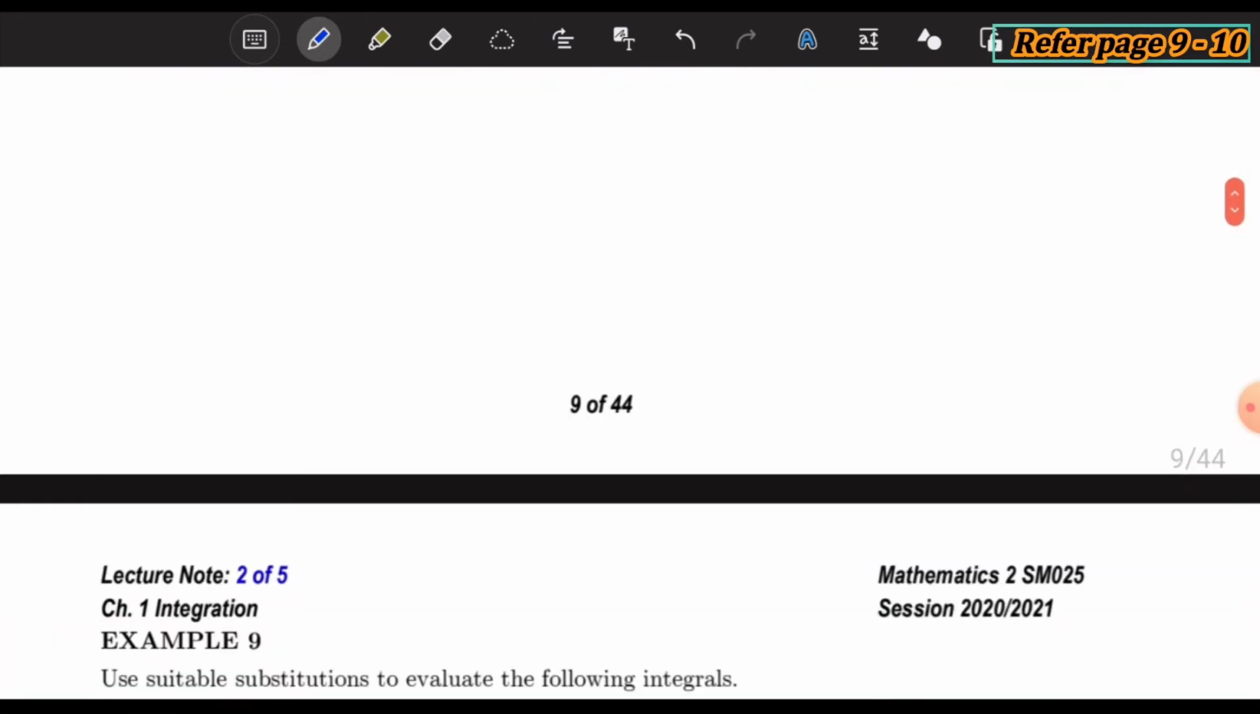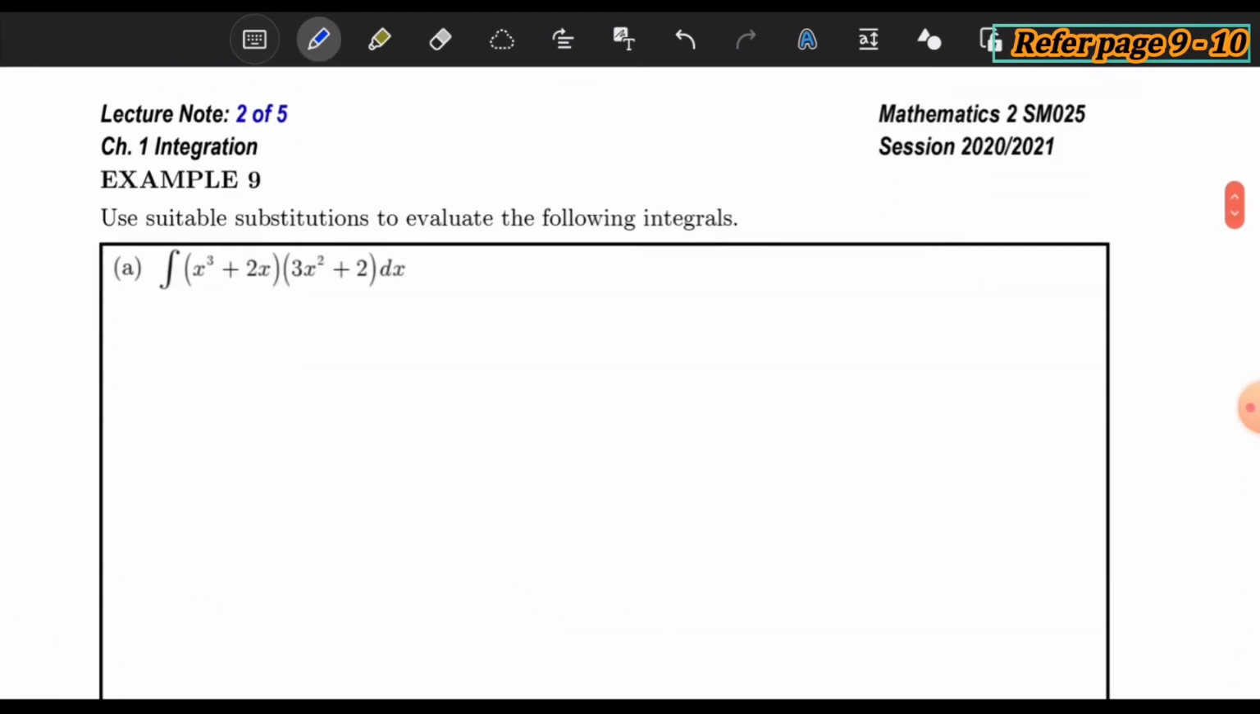Okay, so we go to the first example. Use suitable substitutions to evaluate the following integrals. First, we have integrate x cubed plus 2x times 3x squared plus 2 dx. For substitution, how to choose u?